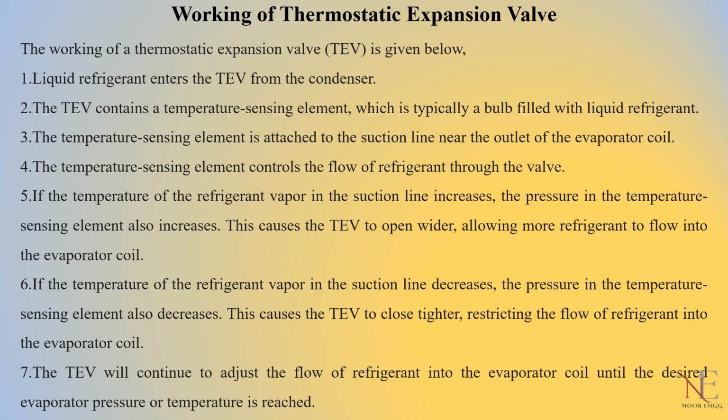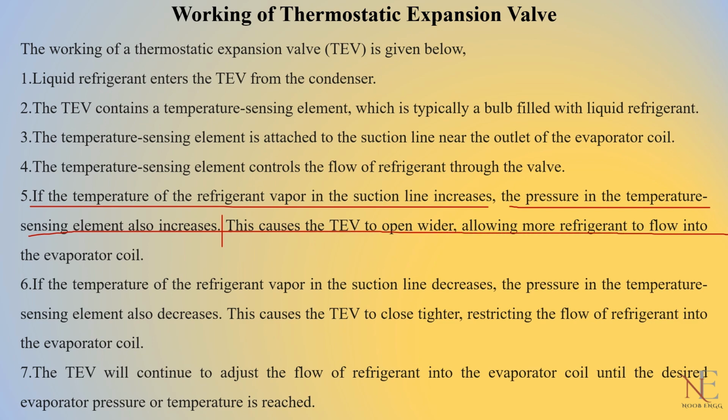Liquid refrigerant enters the thermostatic expansion valve from the condenser. The TEV contains a temperature sensing element, which is typically a bulb filled with liquid refrigerant, also called the filler bulb. The temperature sensing element is attached to the suction line near the outlet of the evaporator coil. It controls the flow of refrigerant through the valve. Listen to this, it's important. If the temperature of the refrigerant vapor in the suction line increases, the pressure in the temperature sensing element also increases. Means the pressure increases in the filler bulb, then this causes the TEV to open wider, allowing more refrigerant flow into the evaporator coil.